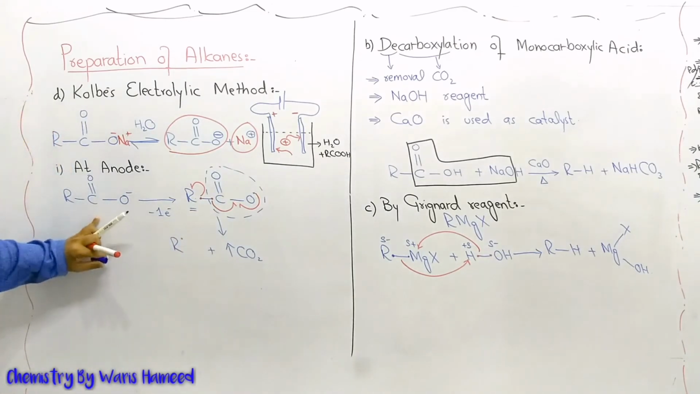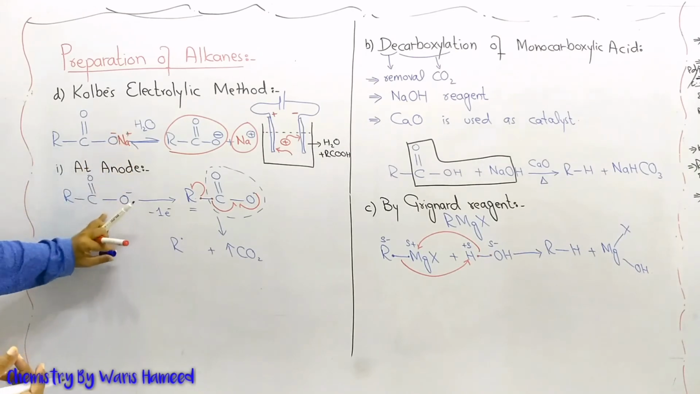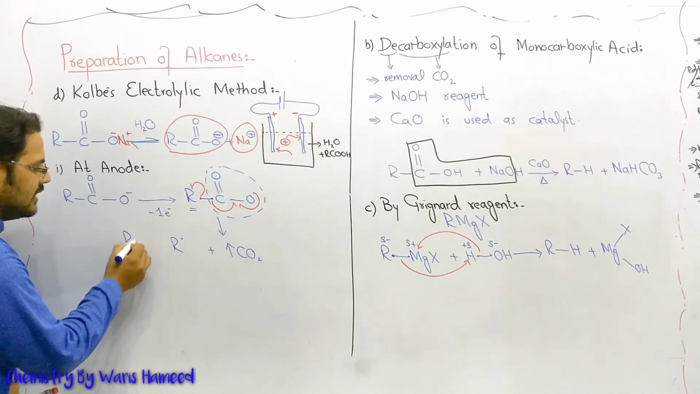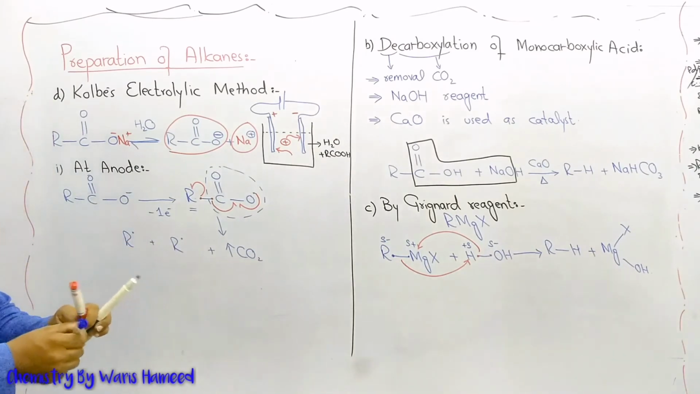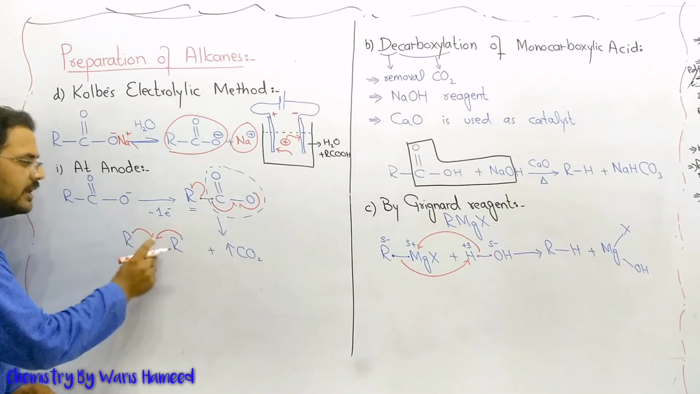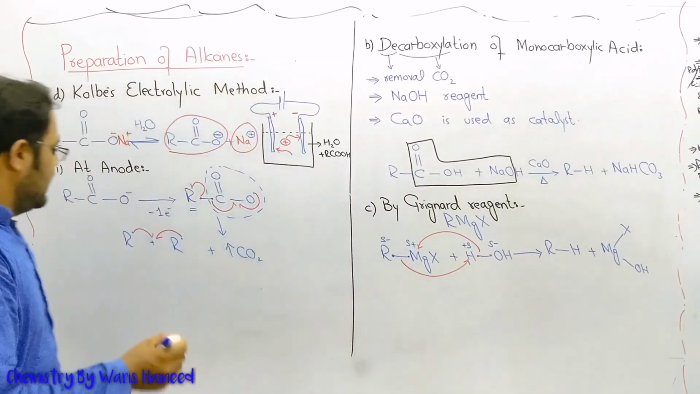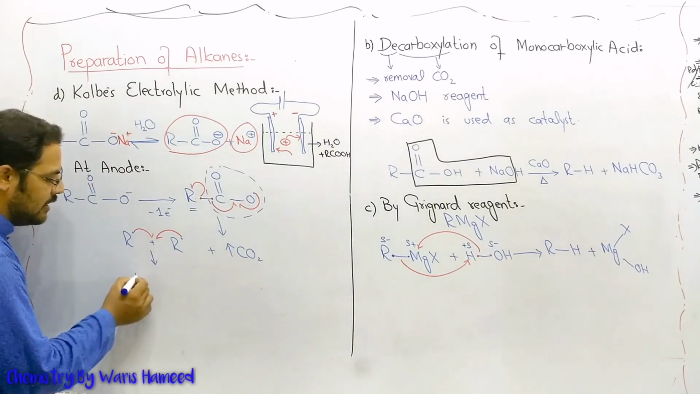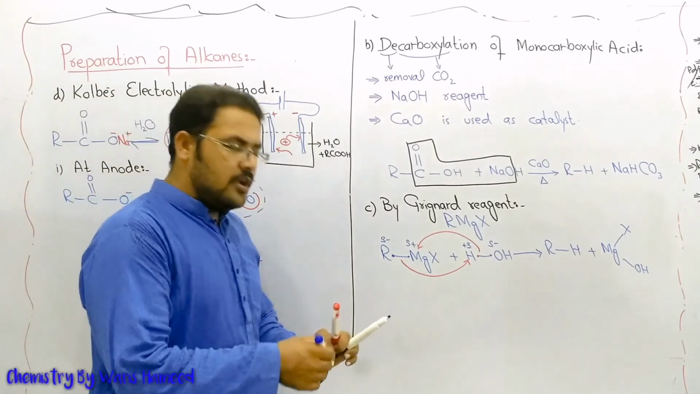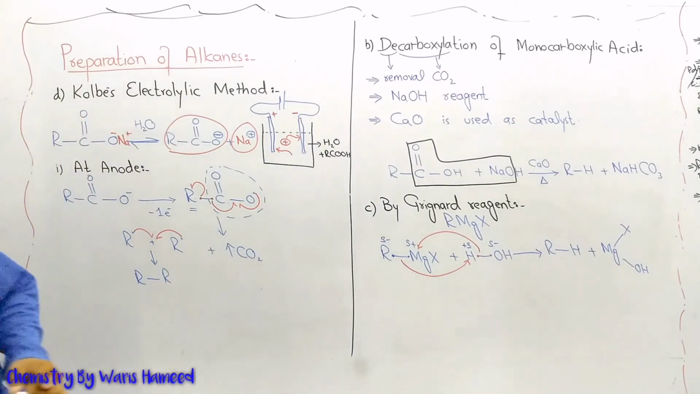If we use 2 moles of sodium salt of carboxylic acid, then there will be formation of 2 alkyl radicals, and when these alkyl radicals come in contact with each other, one electron of this alkyl radical will come over here and its electron will come over here. Here will be one bond between these 2 alkyl groups, and these 2 will convert to R single bond R, and it is alkane. Now moving toward the second part, that's occurring on cathode.